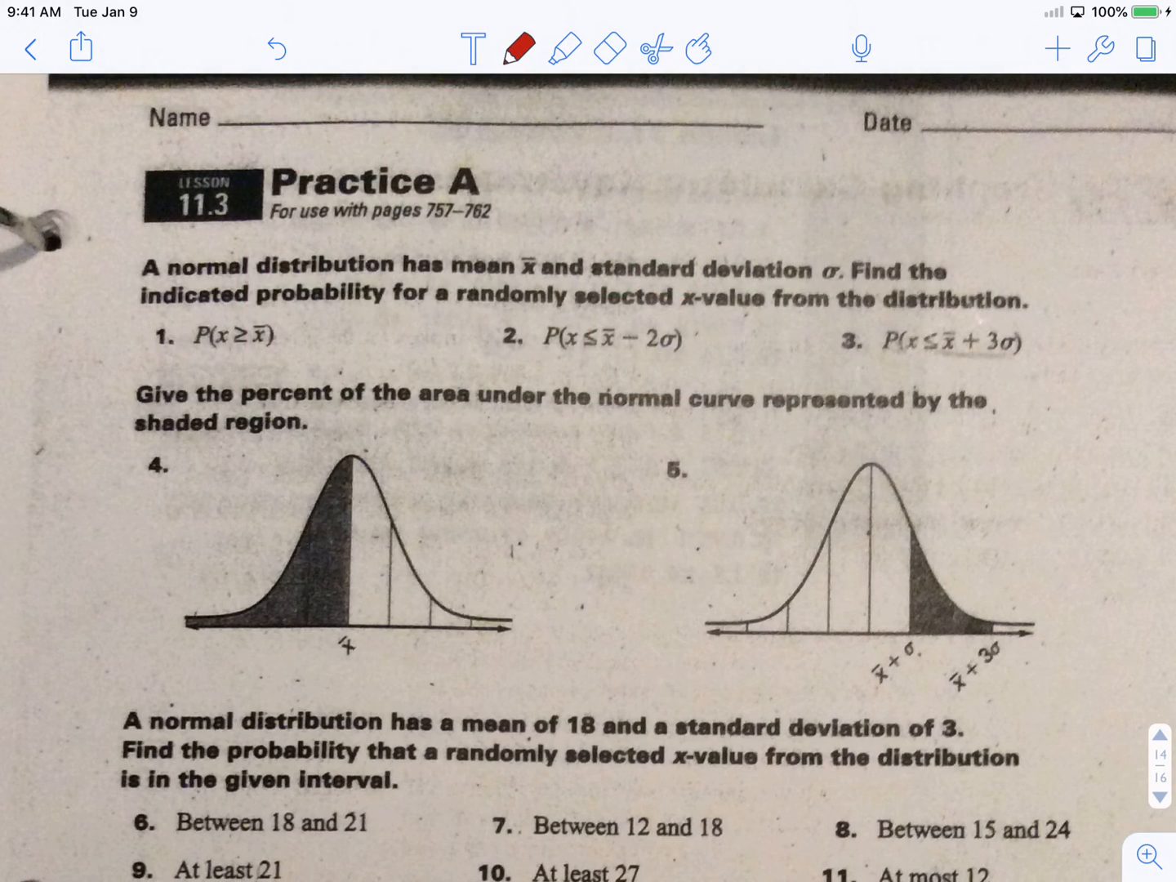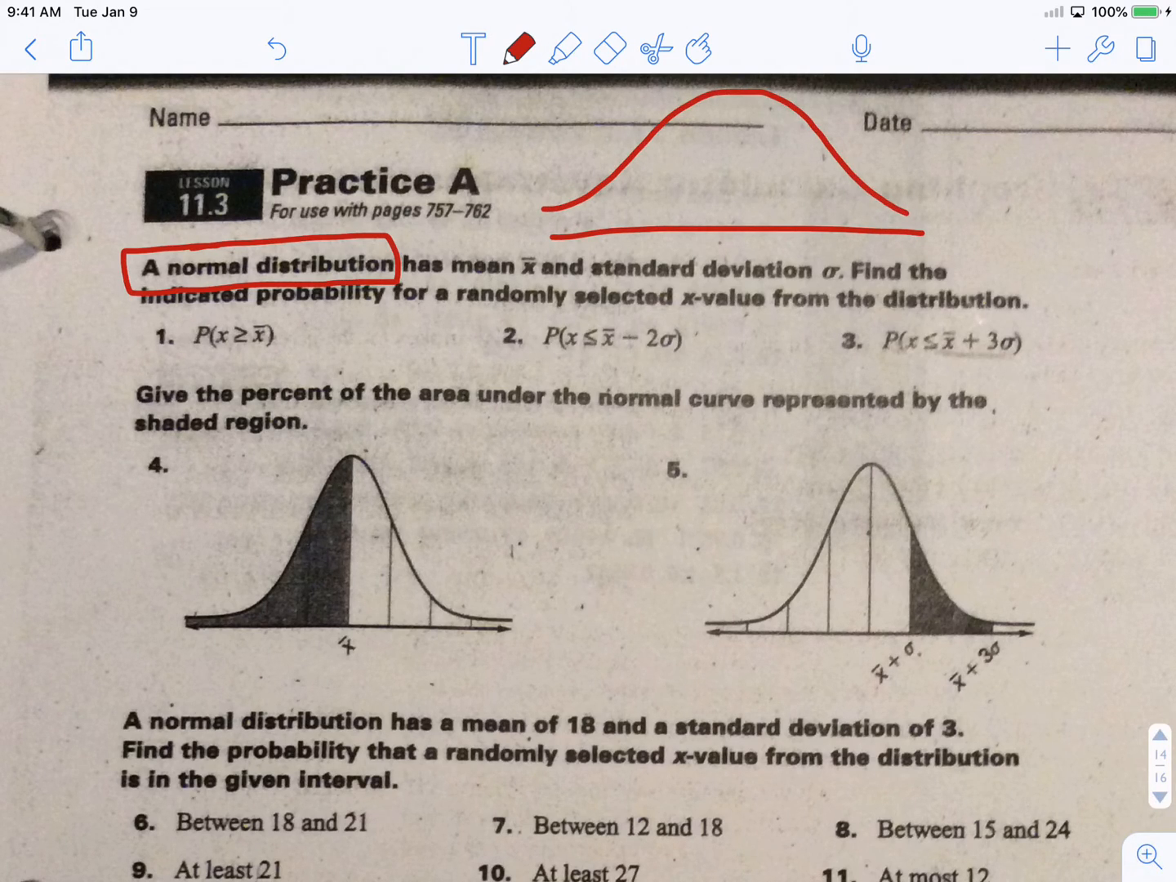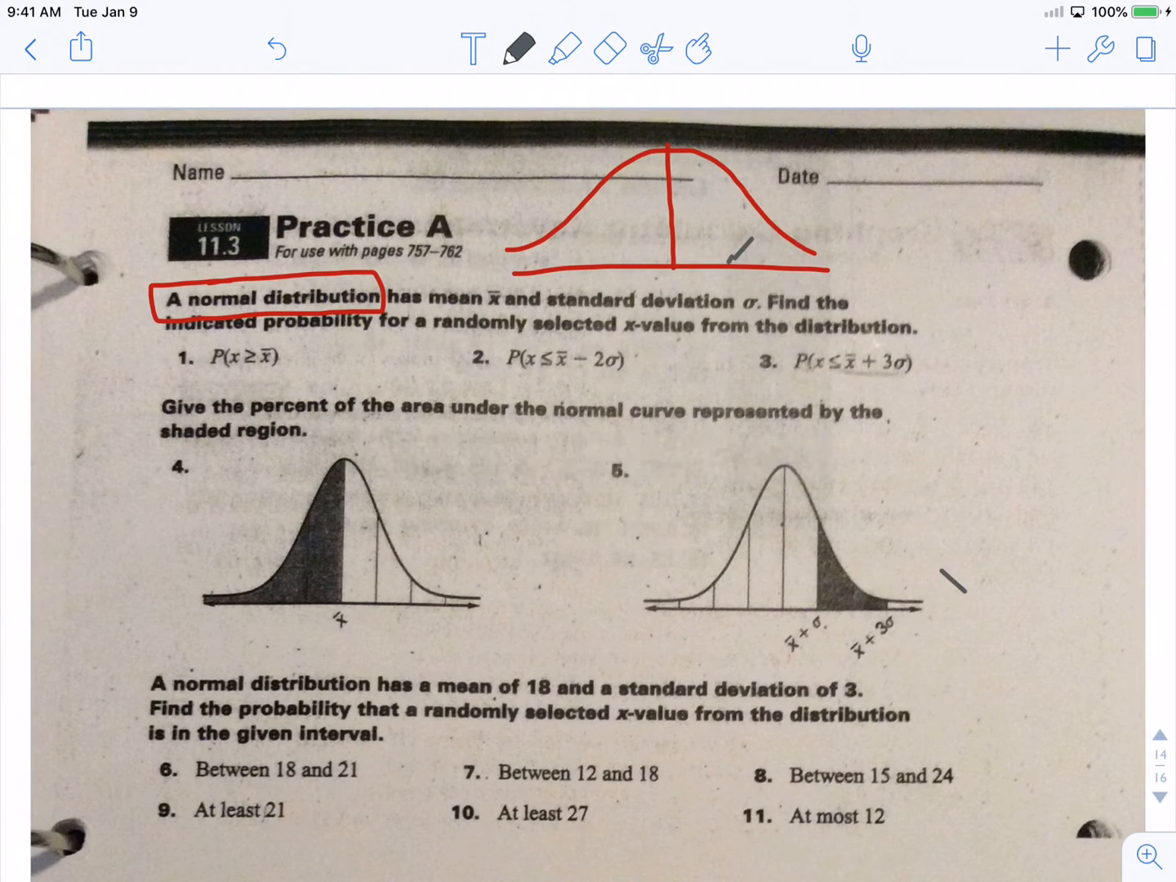We want to find the indicated probability for a randomly selected x value from our distribution. And it says it's a normal distribution. So a normal distribution uses the normal curve and the empirical rule. So I'm going to just draw that above here, just like we had. This is in the notes. It was on the page of notes that we were just working on. So there's our mean, the middle of the graph.